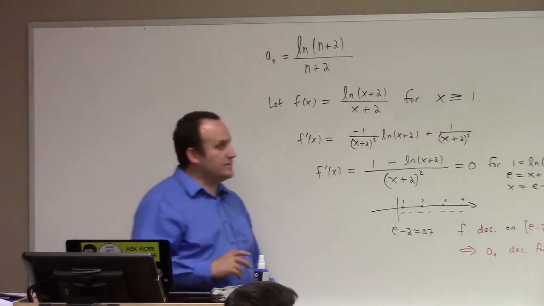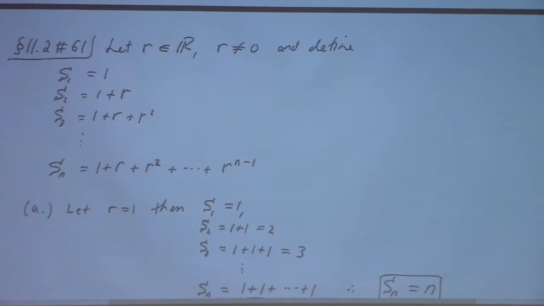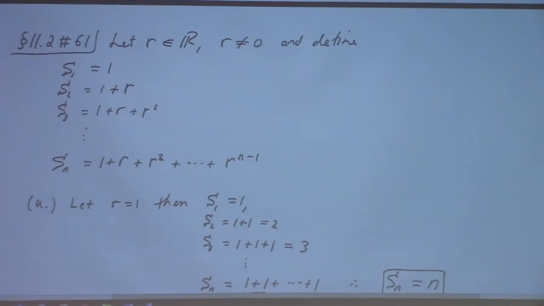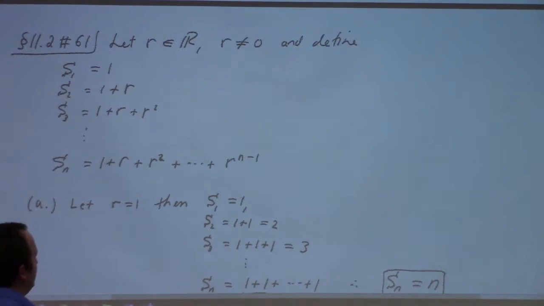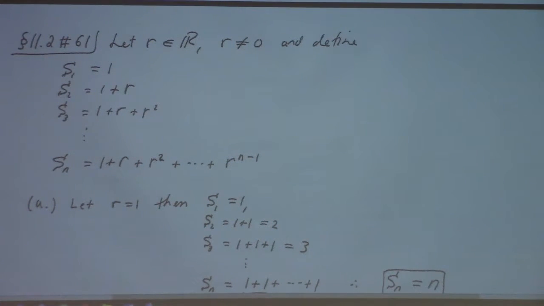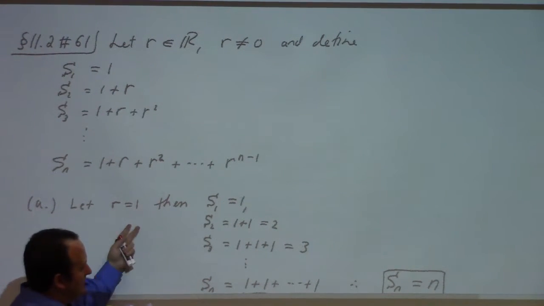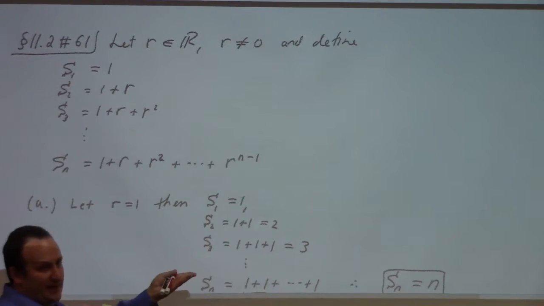This one's kind of important. So here we define a sequence by just continually adding a thing, right? You start out with 1, then you add r to it, then you add r squared to it, and you keep doing this. So the nth one is 1 plus all the way up to the sum of r to the n minus 1 power, right?